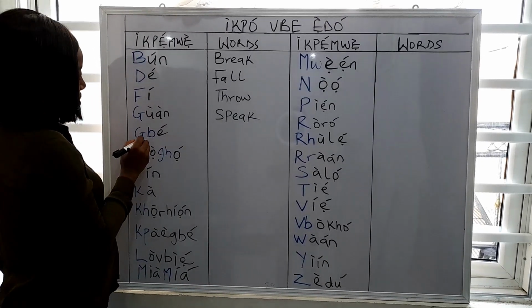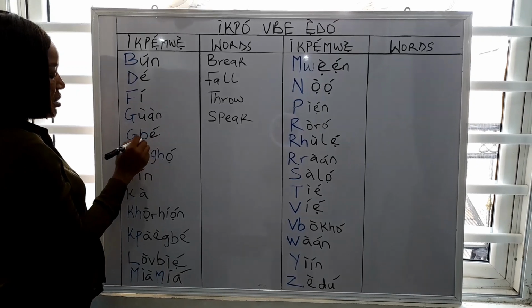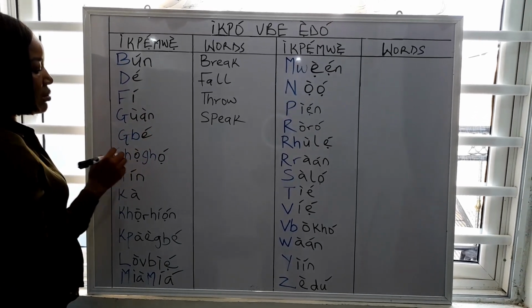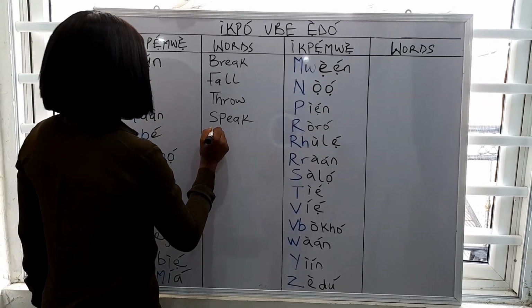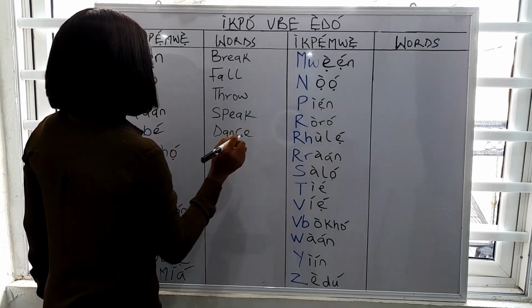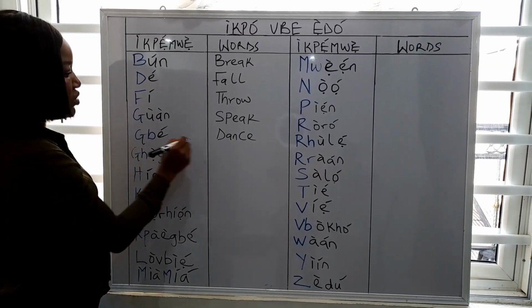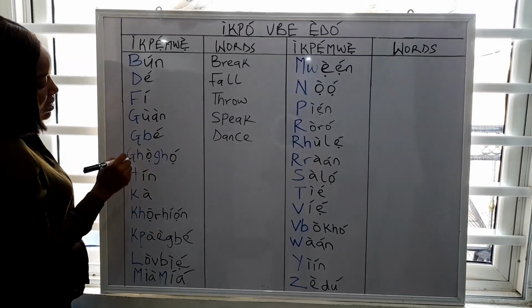The next consonant is b. B is to dance or to kill or to beat, depending on what you choose. But I'm using to dance in this case.